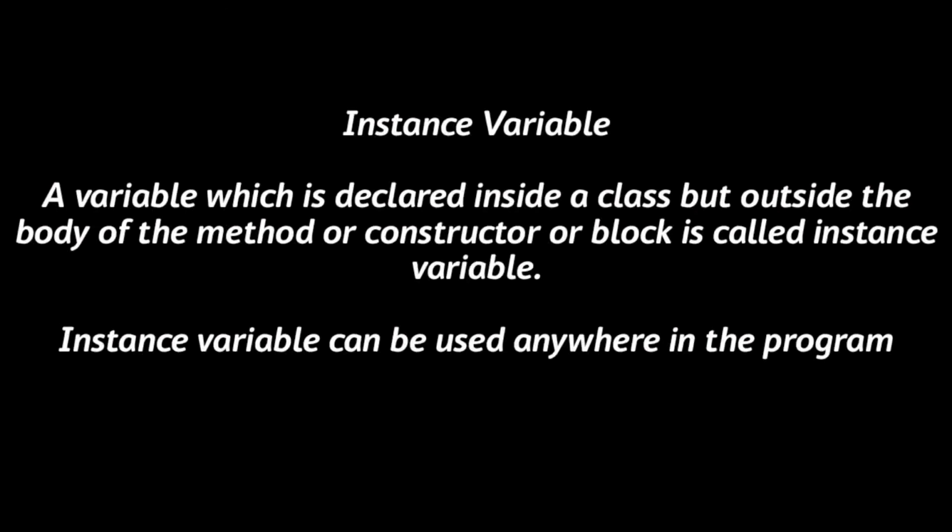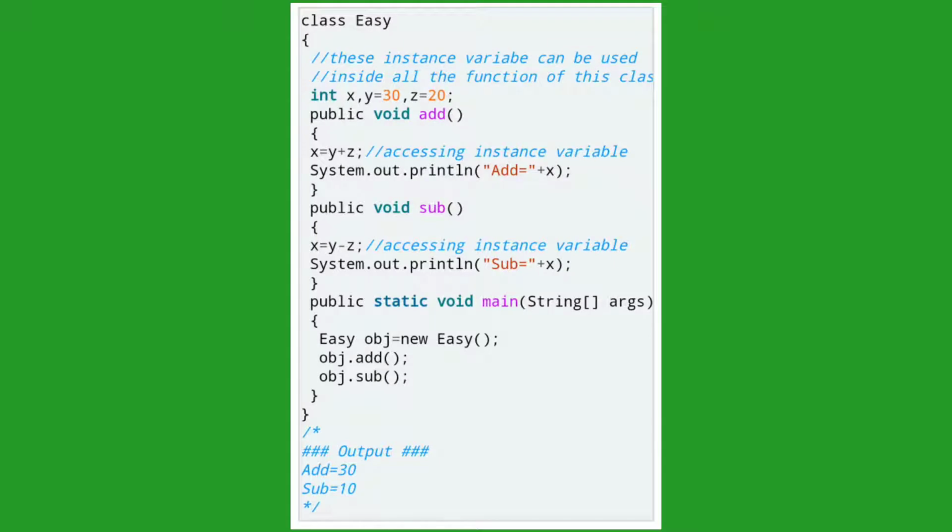Instance variable. A variable which is declared inside a class but outside the body of a method, constructor or block is called an instance variable. An instance variable can be used anywhere in the program. Example of instance variable.